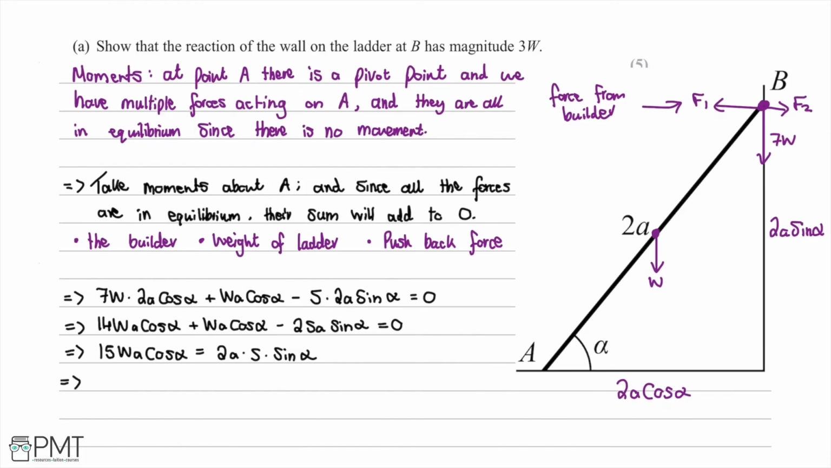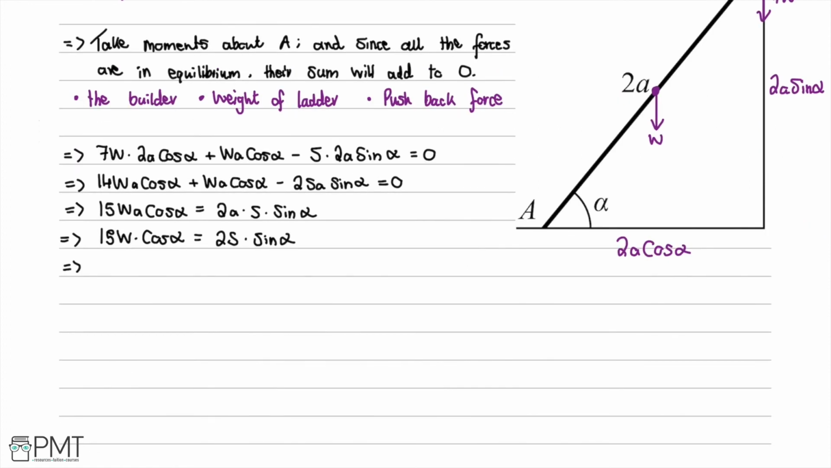We then see we have an A here, an A here. So we can divide both sides by A, which is going to leave us with 15W multiplied by cos alpha. And that's going to be equal to 2S multiplied by sine alpha. Then what we can now do is if we divide both sides by cos alpha, we'll have that 15W is going to be equal to 2S multiplied by sine alpha over cos alpha.